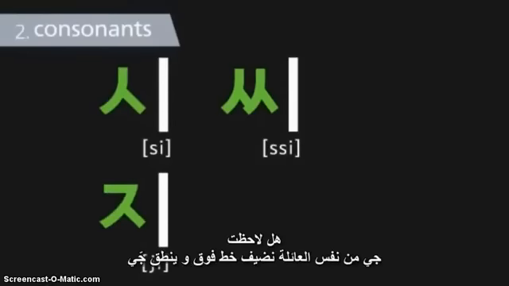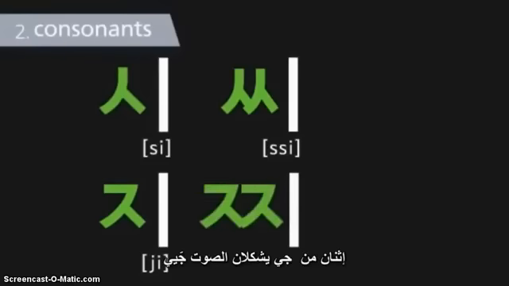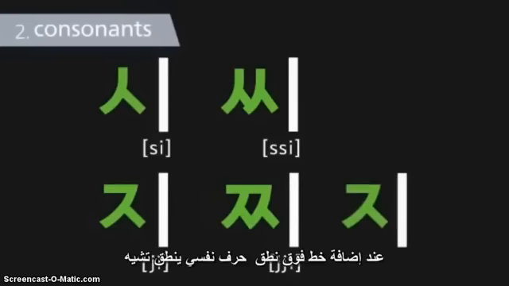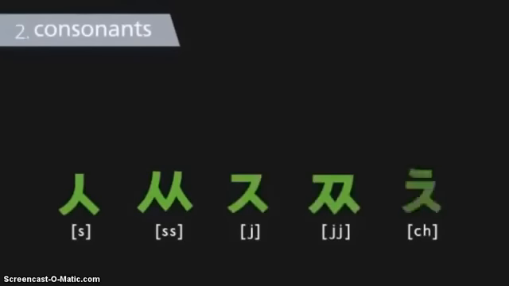Yes. This one is also from s. We added a stroke on top and it sounds stronger than s. 2 j's make a jj sound. It sounds stronger, of course. And when you put a dot on the top of j, then you read it a little bit harder. With your breath, you get ch. S, ss, j, jj, ch are in the same house.